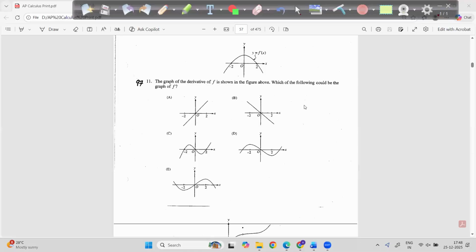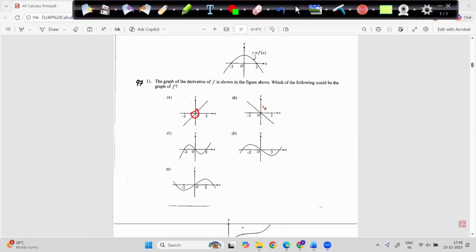Sir, D should be answered. So clearly f dash x is 0 at 0. See where f dash x is 0, at all points it is 0. Now f dash x is increasing. So this is a graph of f dash x, sorry. They gave the graph of f dash x and they're asking for the f of x graph here.